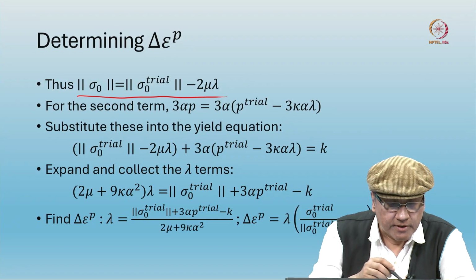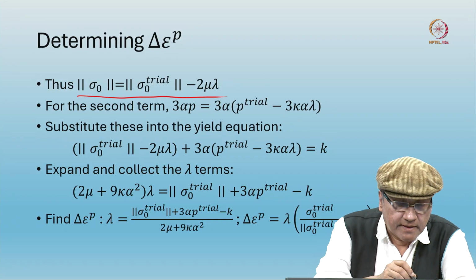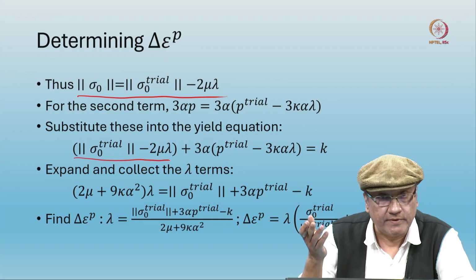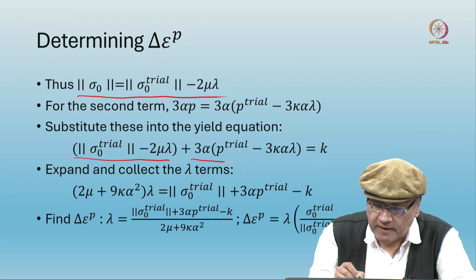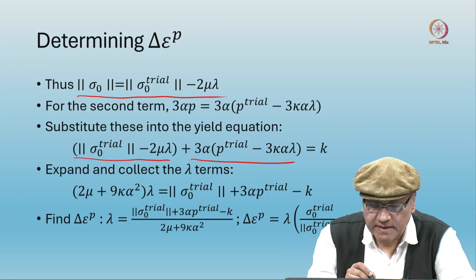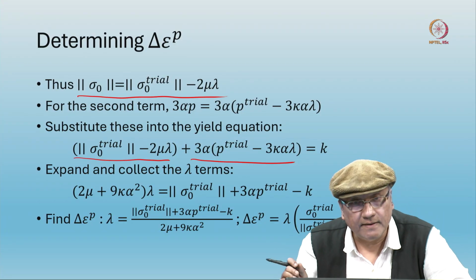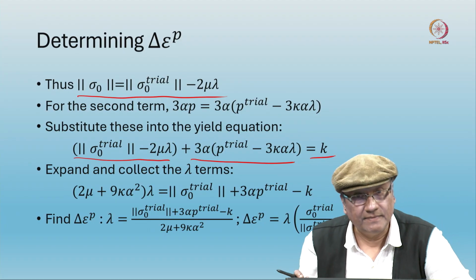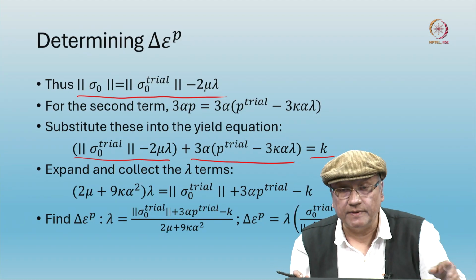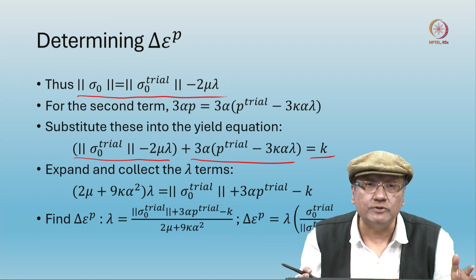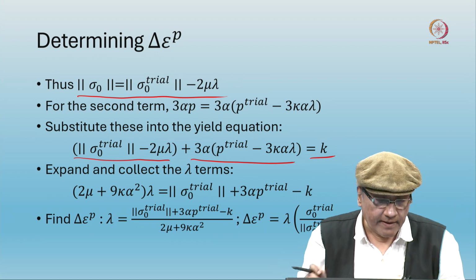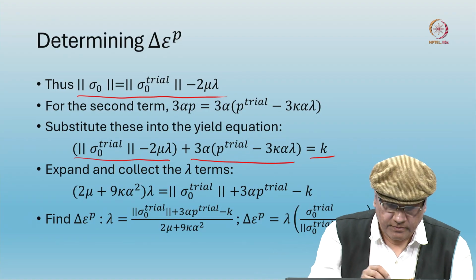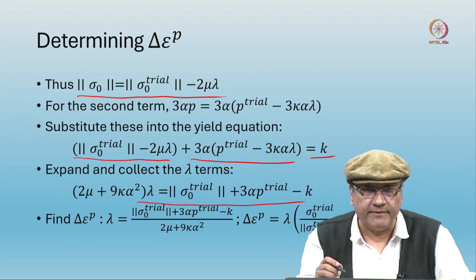So you basically get sigma 0 trial minus 2 mu lambda, this gives you the norm of sigma 0, plus 3 alpha times p, where p is given by p trial minus 3 kappa alpha lambda, equals k. Equality has to be maintained, because otherwise there is no plasticity. Expand and collect all the lambda terms.